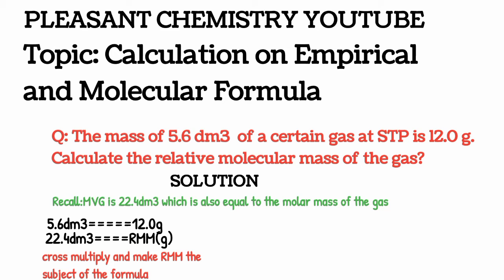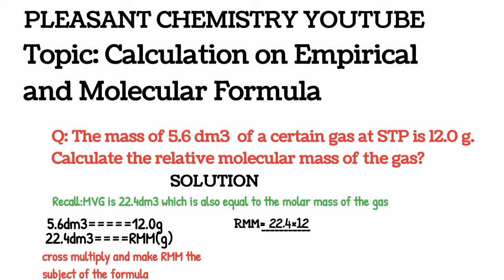So from the equation there, you are going to cross multiply. You will see that I put 22.4 dm³ under 5.6 dm³. Both of them have the same unit, that's why I group them together like that: dm³ up, dm³ down. I equated 5.6 dm³ to 12.0 gram, that is mass. The same thing with 22.4 dm³ to RMM, which is relative molecular mass, and is also expressed in gram.